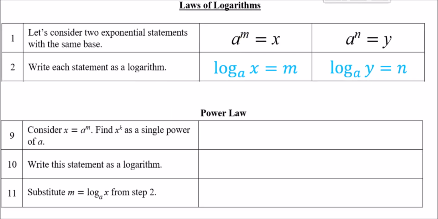Now we need to do the power law. And so we're going to do this, first of all, by considering x equals a to the power m. So find x to the power k as a single power of a. So x to the power k, well, x is a to the power m. So that's going to be a to the power m itself to the power k. Remember, with indices, when we do power of a power, we multiply the powers. So that's going to be a to the power of km.